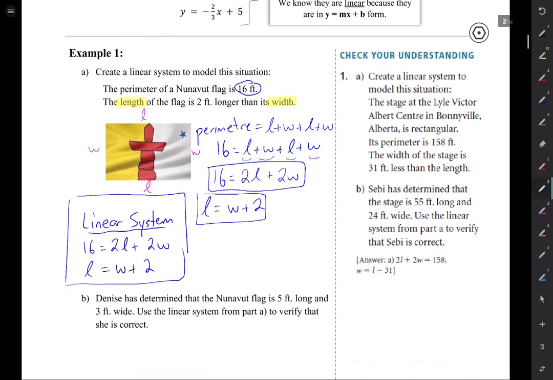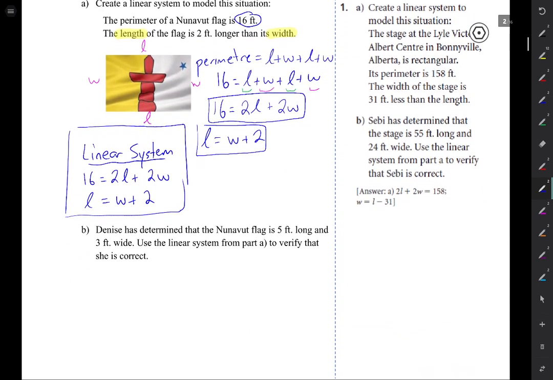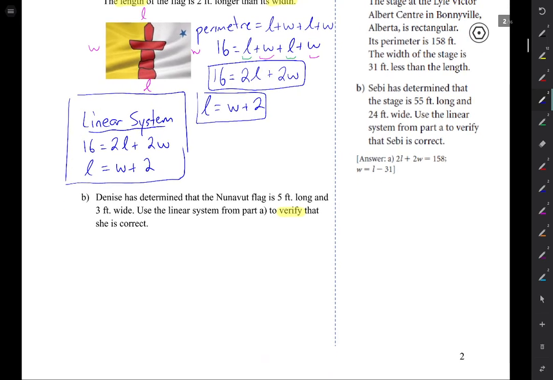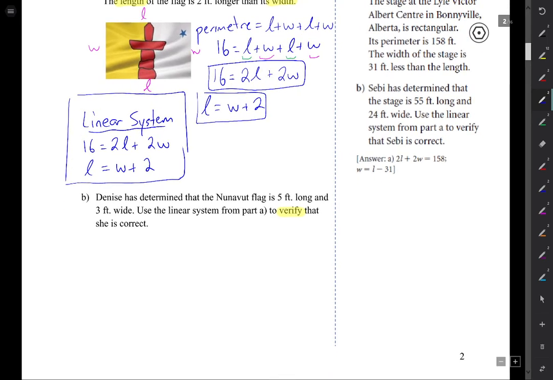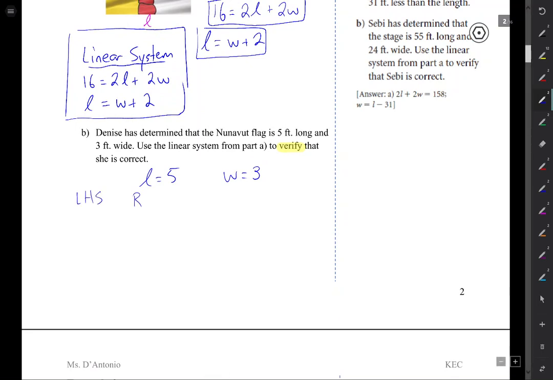Now in part B, it says Denise has determined that the Nunavut flag is 5 feet long and 3 feet wide. Use this linear system from part A to verify that she is correct. So whenever you see the word verify, you know that you have to use that left-hand side, right-hand side system that we use to verify equations. So it says that she determined that the flag is 5 feet long, so our L is going to be equal to 5, and 3 feet wide, so our W is going to equal 3. So now let's do our left-hand side, right-hand side to see if it works. Now we're going to do that on both equations that we came up with.